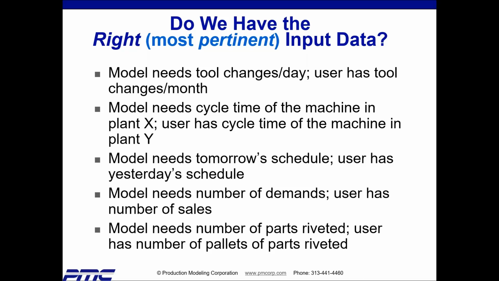The model needs the number of parts riveted. That's a common type of example. Well, we might know how many pallets we riveted. How many parts are on a pallet? 5? Is it always 5? Is it true that a pallet cannot possibly contain more than 5 parts? Does every pallet have 5 parts riveted on it, or do a few have only 3 or 4?